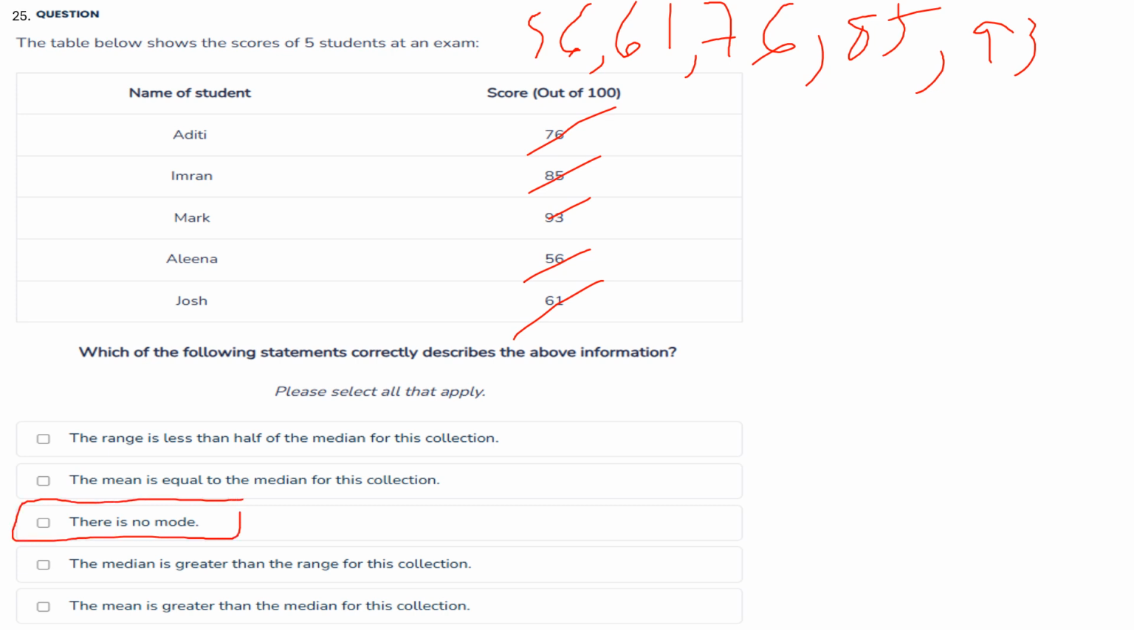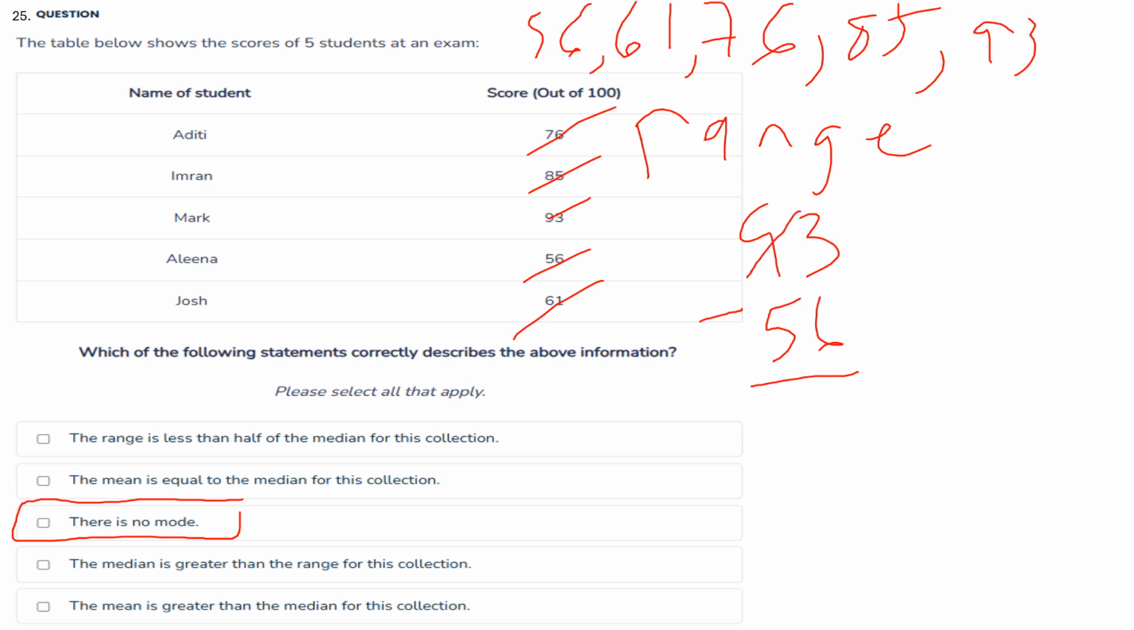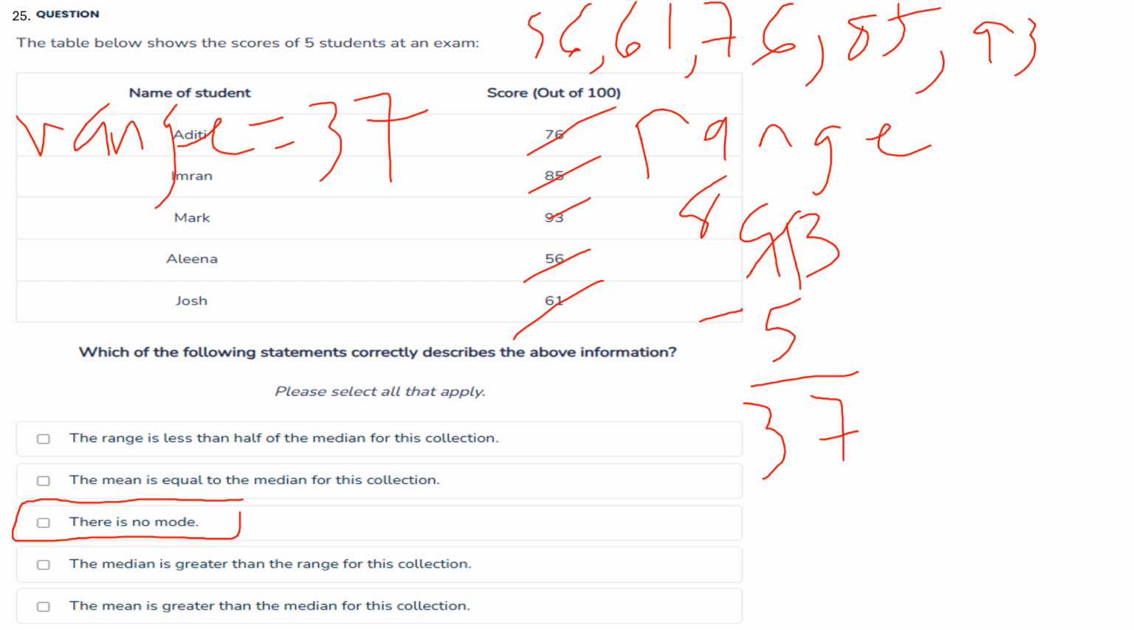Next thing we can figure out is the range. The range equals the largest number, which is 93, minus the smallest number, which is 56, not 57. All right, we subtract those numbers. So 3 minus 6 you can't do, so you need to take one from the tens place. Bring it over. 13 minus 6 is 7. 8 minus 5 is 3. So we know that the range equals 37.